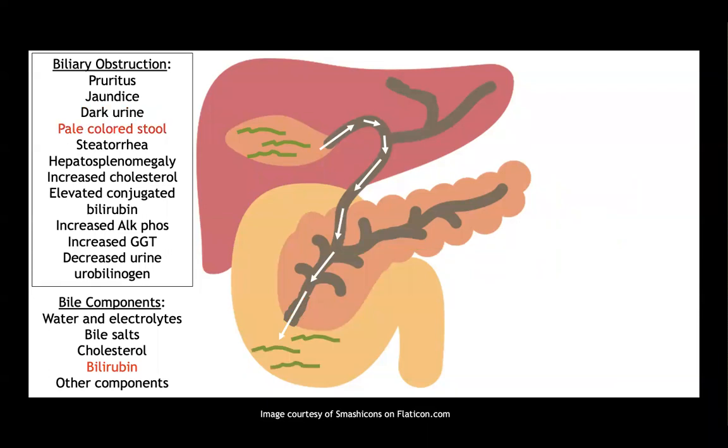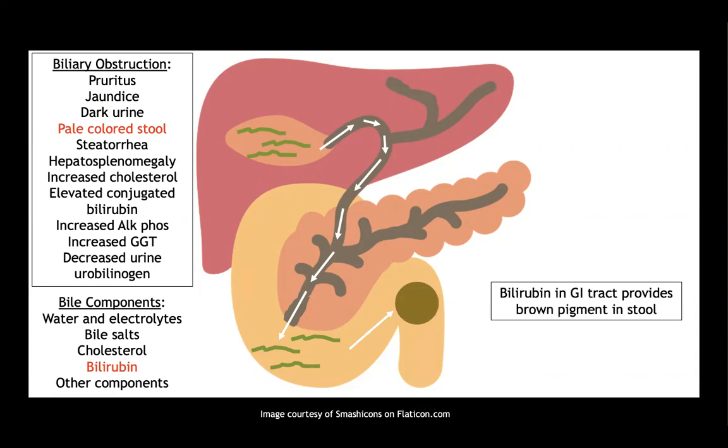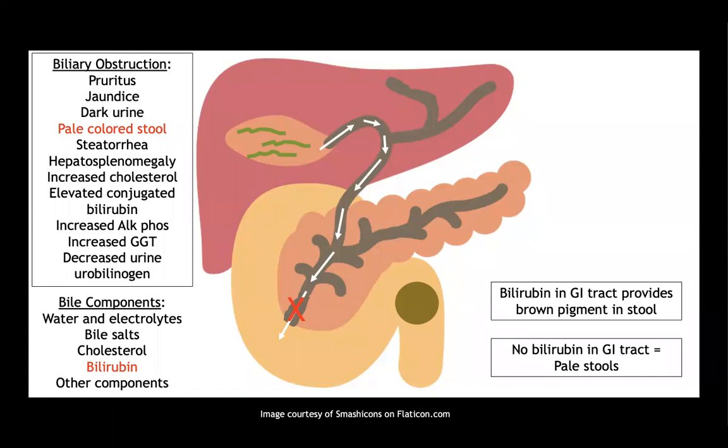Pale colored stool is also caused by bilirubin, or actually a lack of bilirubin within your GI tract. Normally, bilirubin that makes it to your GI tract helps provide a brown pigment in your stool. When I talk about the last symptom here, decreased urine urobilinogen, I'll talk about how urobilinogen, if it's in your GI tract, can be converted into stercobilin, and that gives the brown pigment that you see in your stool. Now, if there's an obstruction, you're not going to have any bilirubin in your GI tract, and because of that, your stool will stay pale.